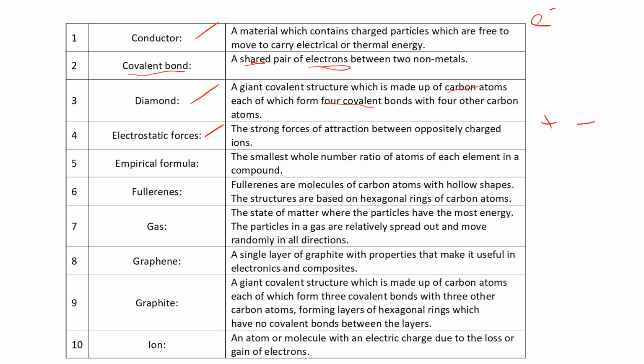The smallest whole number ratio of atoms of an element in a compound, so CO2, is its empirical formula. You don't often say empirical, but it is the empirical formula. Stupid putting that in there.